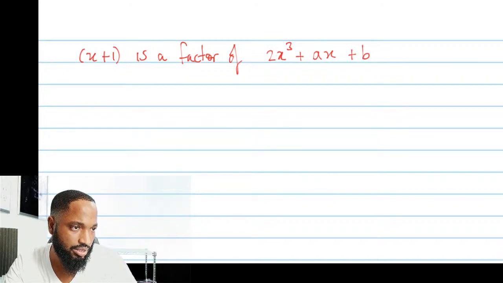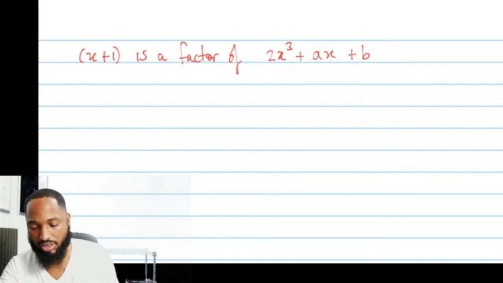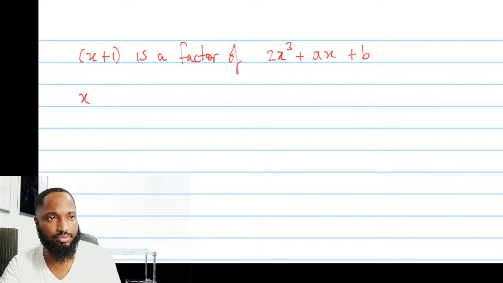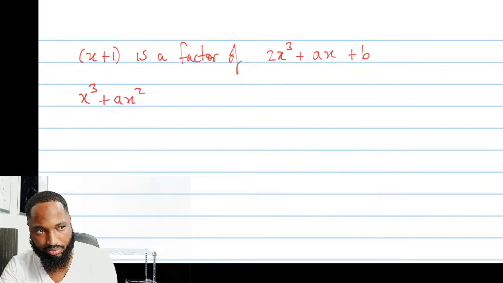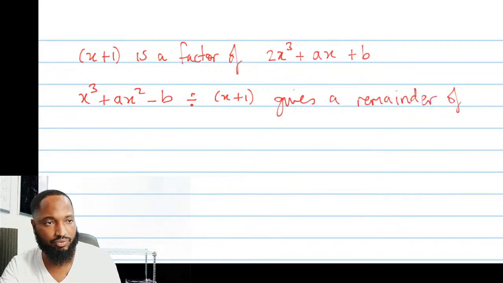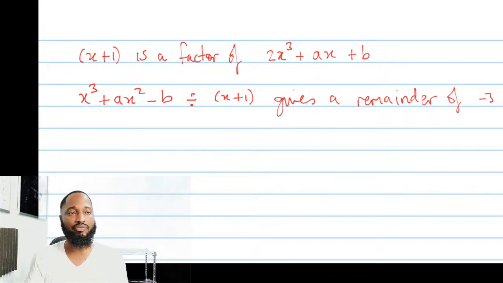Alright, I think this could work. x cubed minus 14x squared plus ax squared minus b divided by x plus 1 gives a remainder of negative 3. Right, so something like this could happen and then they ask you to find the value of a and b.